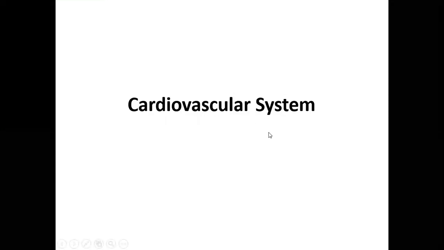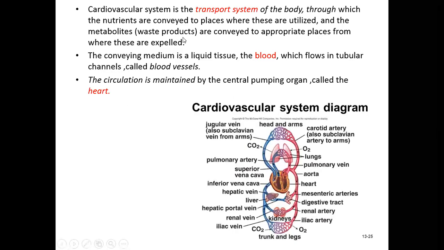Hi, today we will see cardiovascular system anatomy. So cardiovascular system is a transport system which conveys nutrients, oxygen to different parts of the body at the tissue level.